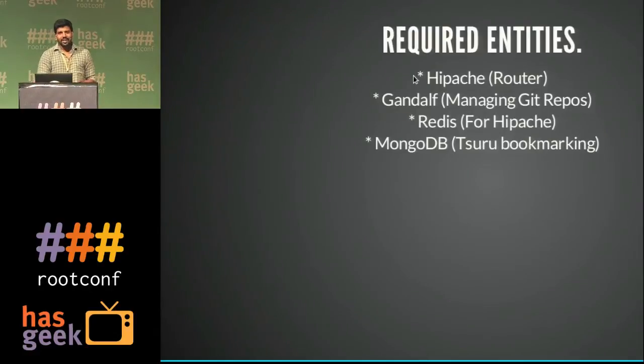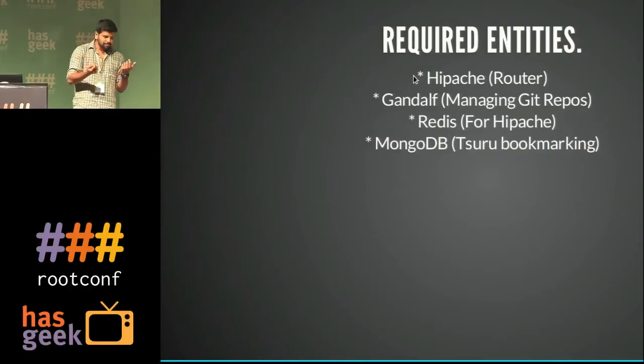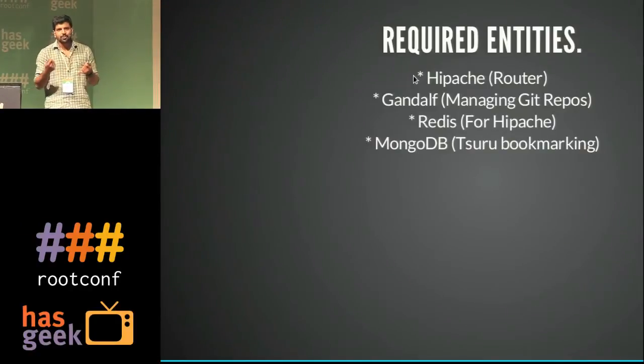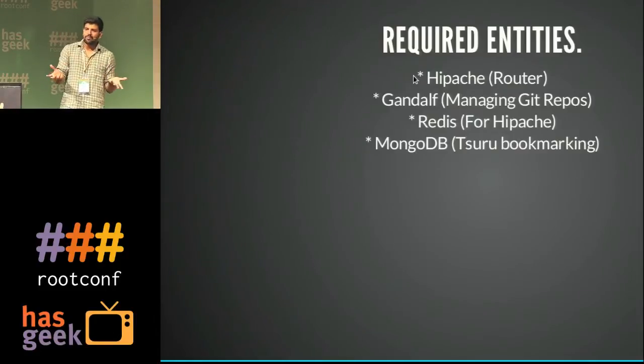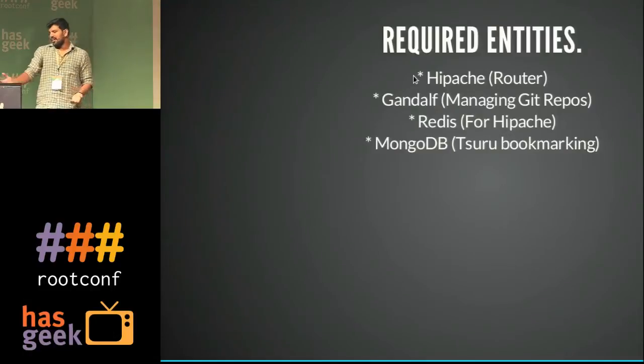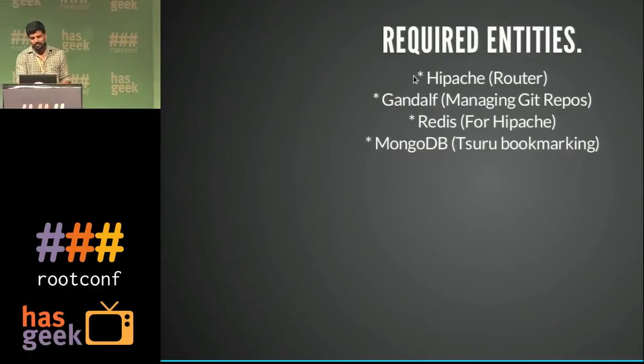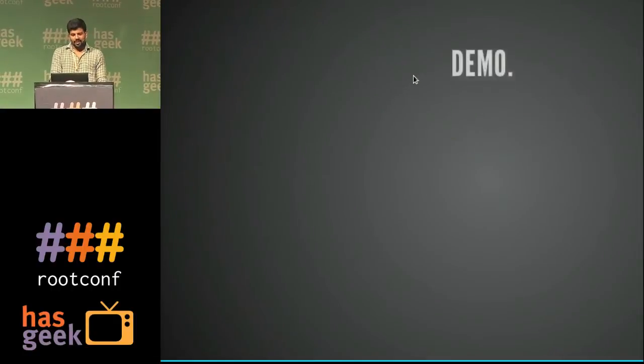The required entities here are Hipache, which I mentioned, an HTTP software load balancer; Gandalf for managing Git repos; and Redis, which is used by Hipache for mapping. The Docker nodes that come up are all ephemeral in nature. As soon as you spawn a new Docker instance, it's allotted a new IP, so there has to be some kind of mapping, and Redis provides it. MongoDB is used by Tsuru for bookkeeping.